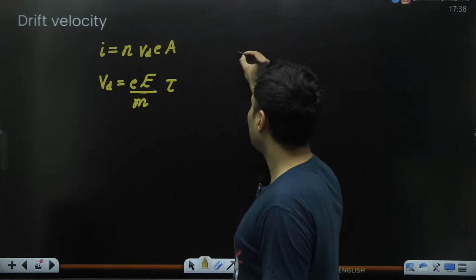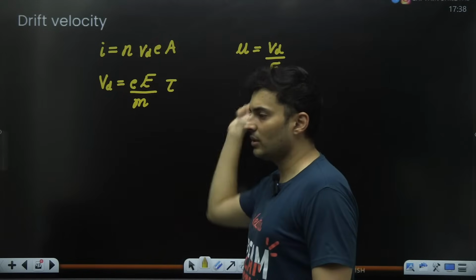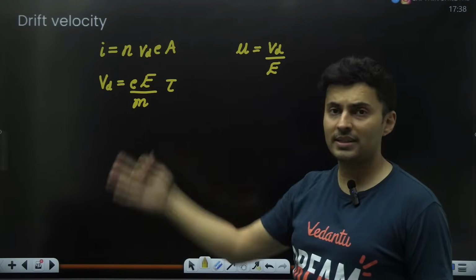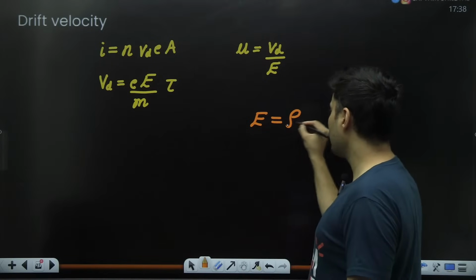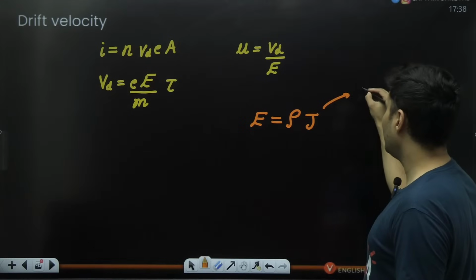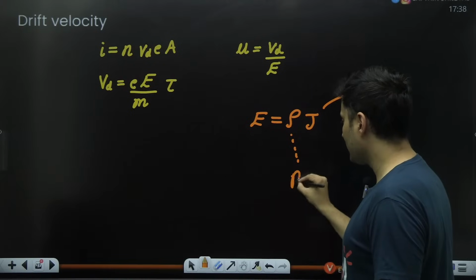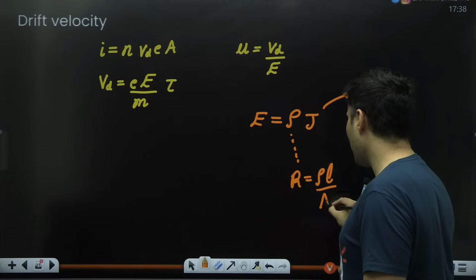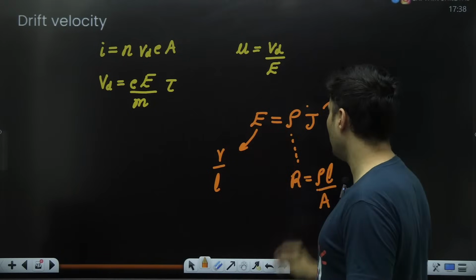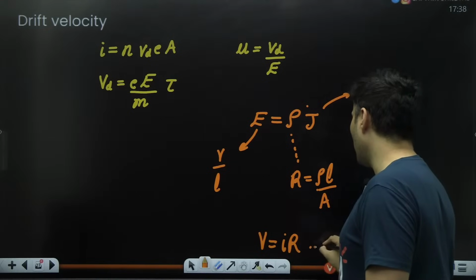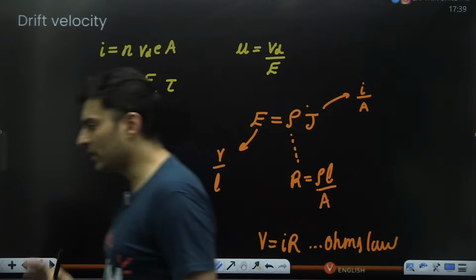Also remember that mobility is nothing but how much drift speed is there per unit electric field. All these concepts are related to electric field, drift speed, all these things. So remember all these formulas. Some additional formulas will be electric field is resistivity into current density, where this current density is nothing but current by area. Resistivity formula comes from here. Resistance is rho L divided by A. And electric field comes from voltage per unit length. And this formula is very much similar to voltage is equal to IR, which is your Ohm's law. All these formulas are very important, my dear warriors.